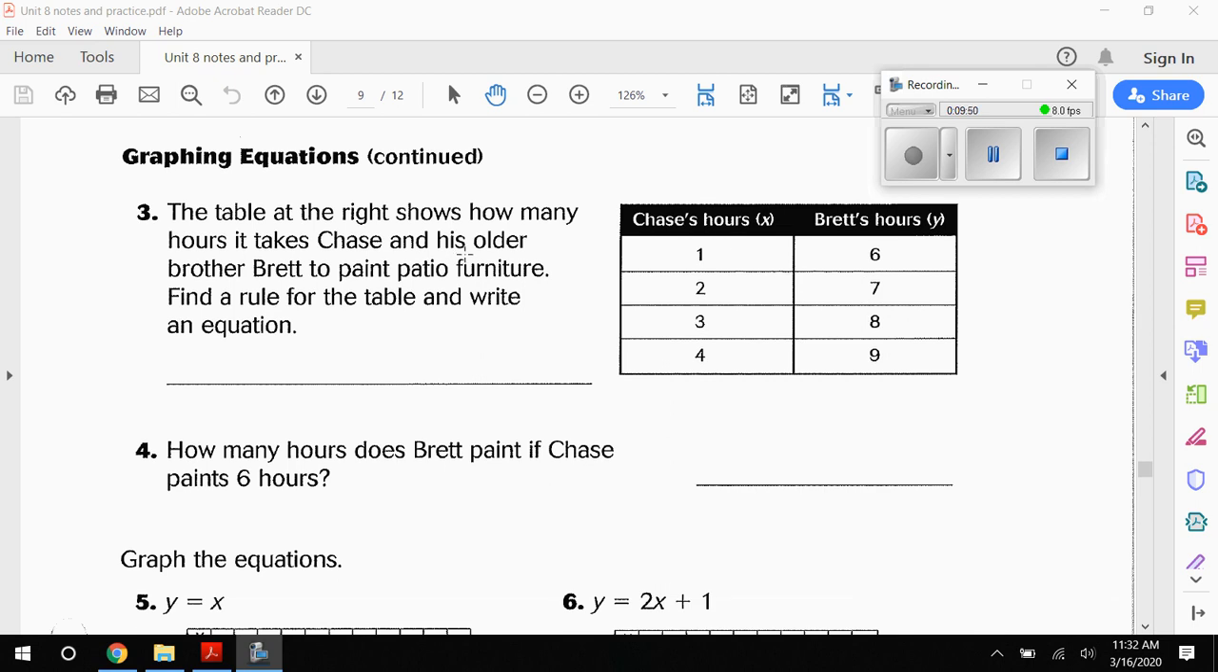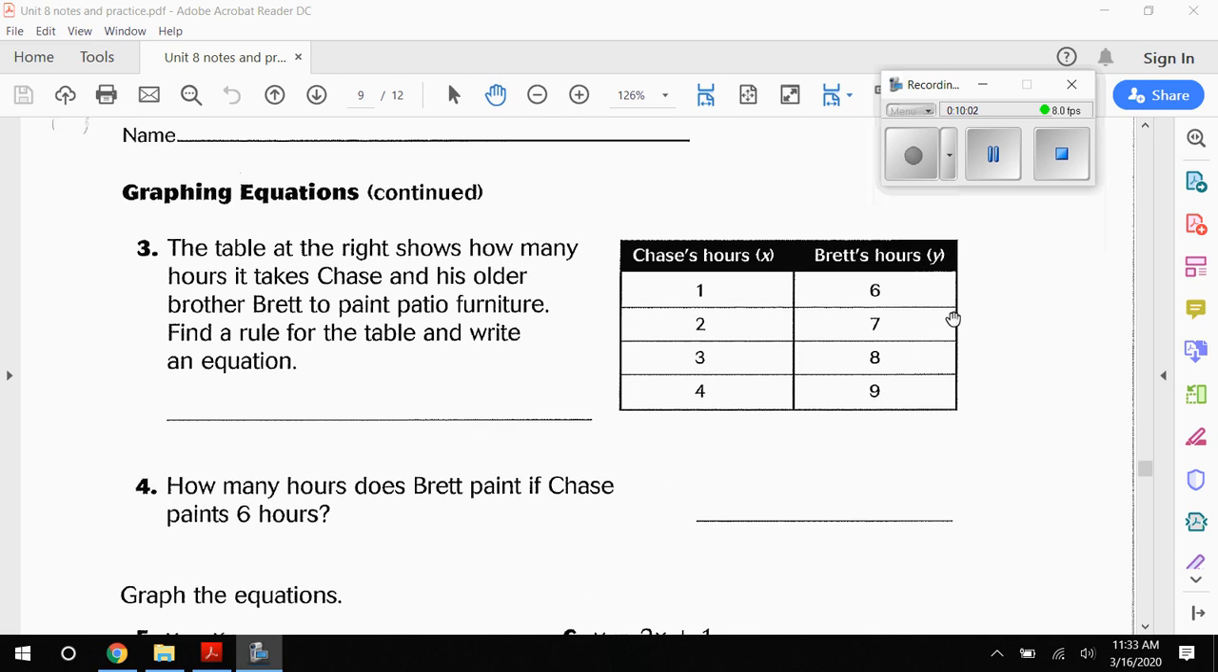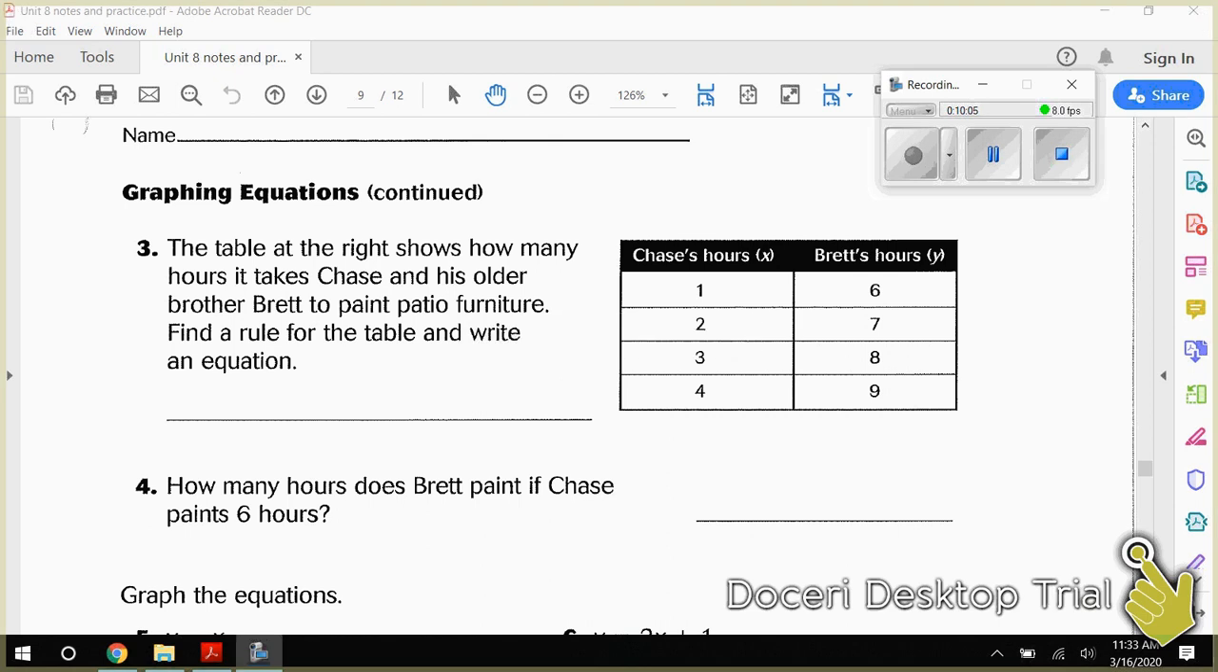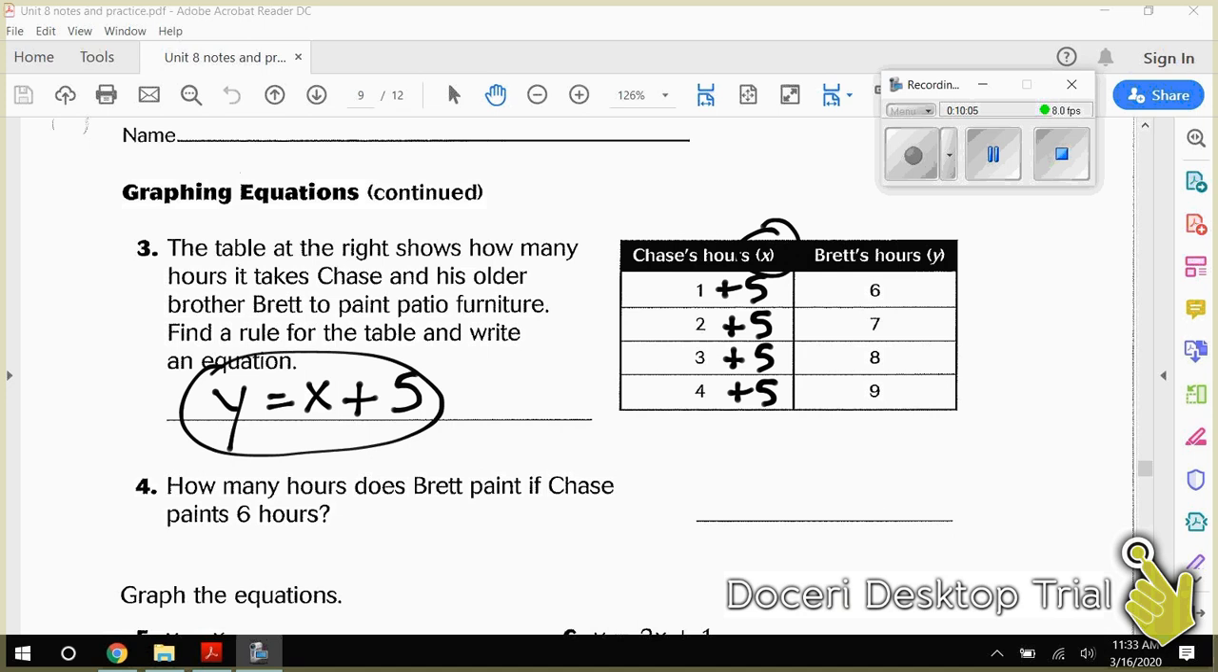It says the table at the right shows how long it takes Chase and his older brother Brett to paint patio furniture. Find a rule for the table and write the equation. So again, y, the right side, these are our output values, right? So what are we going to do here? Well, I can take 1 plus 5, 2 plus 5, 3 plus 5, 4 plus 5. So what are we doing to x? We're taking x and we're adding 5. So then our rule, right, would be y equals x plus 5. Okay, so that's how we come up with a rule in this situation.